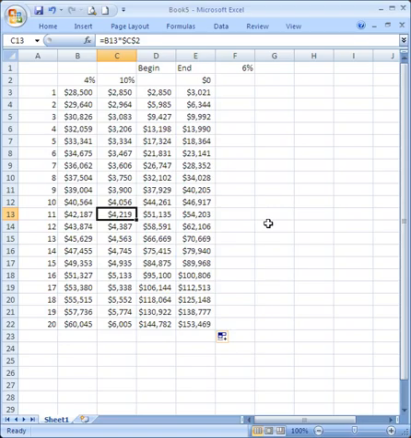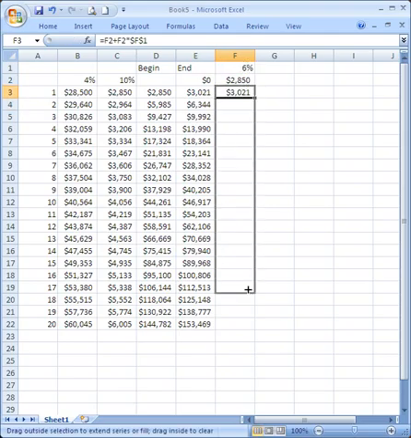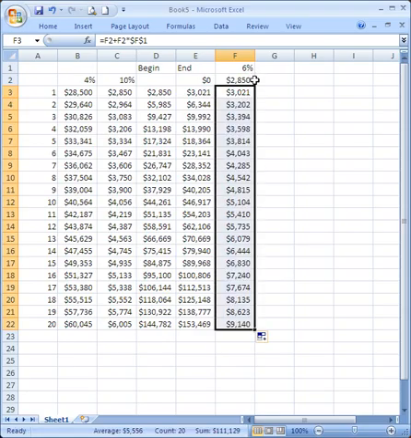Imagine that each of these had gone into its own separate savings account. Here's the $2,850. At the end of 1 year, that would have grown to that amount plus 6%. This is at the end of the first year, and at the end of the 20 years, that single amount, the $2,850, would have grown to $9,140.